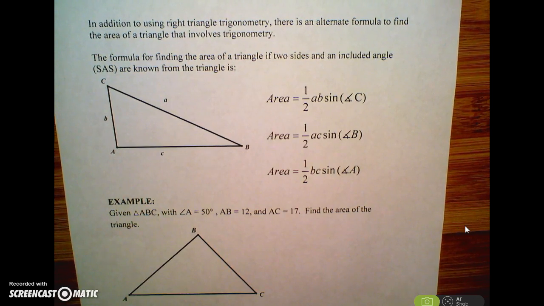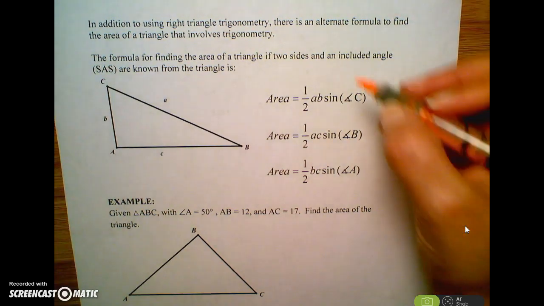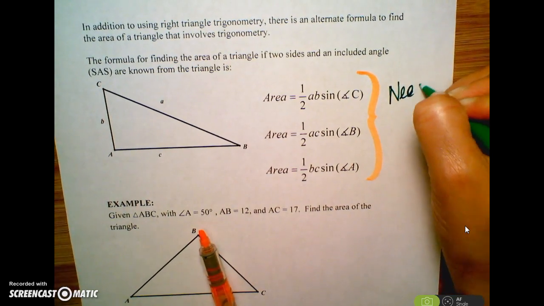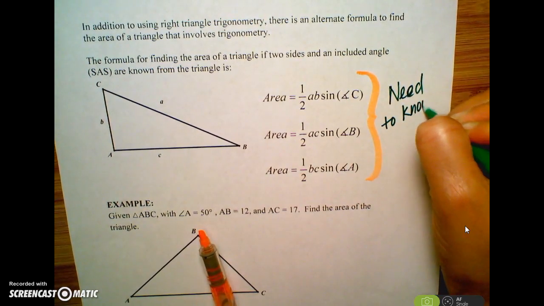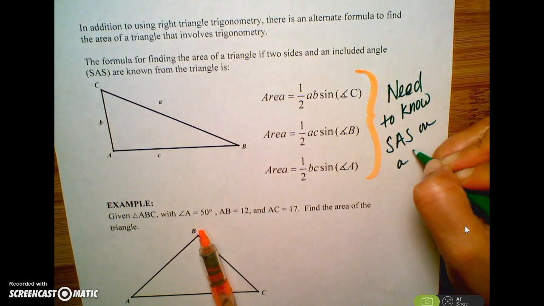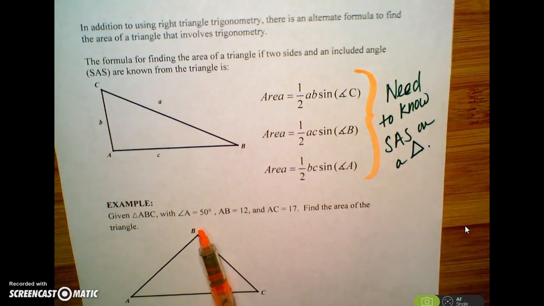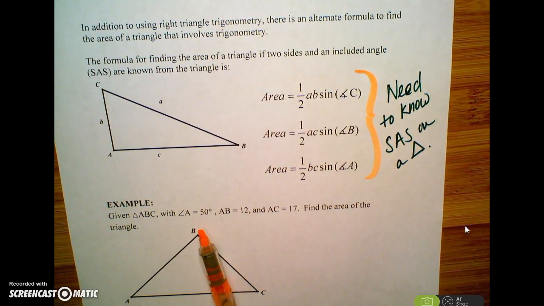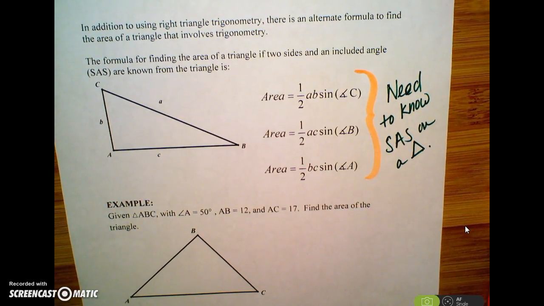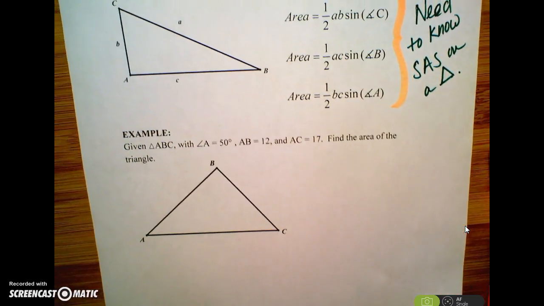Okay, on page 2, we have a new way to find the area of a triangle that uses trigonometry. So in order to use this area, you need to know SAS on your triangle. Okay, so that's a good thing to know. It's only going to work with SAS. And you'll notice you're using a different letter for each of these. So if we go ahead and apply that formula to this picture right here.